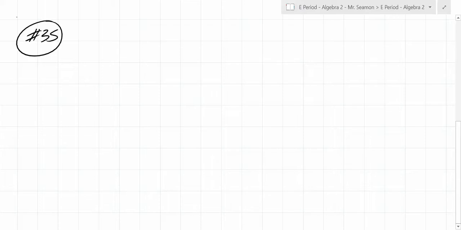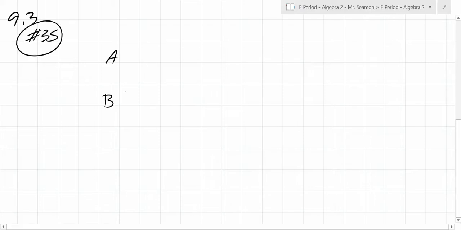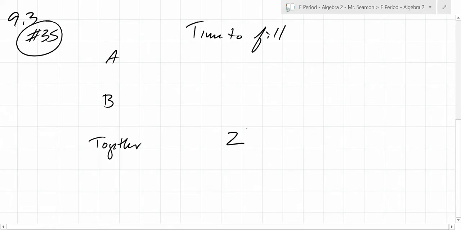On 9.3, we have pipe A and pipe B. And then, was it 35? Together, right, is the third thing. And then it's, what is it, time to fill? So together, how long does it take to fill? 2 hours, yep. One of the pipes used alone takes 3 hours longer than the other.